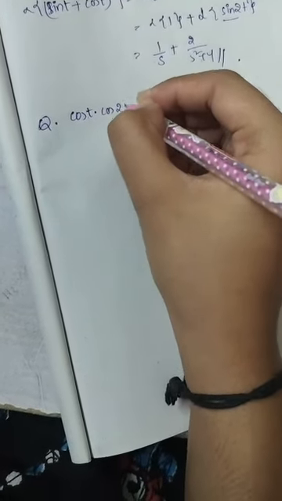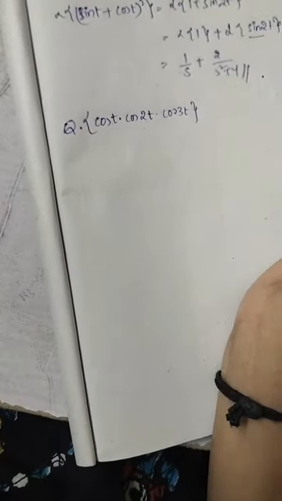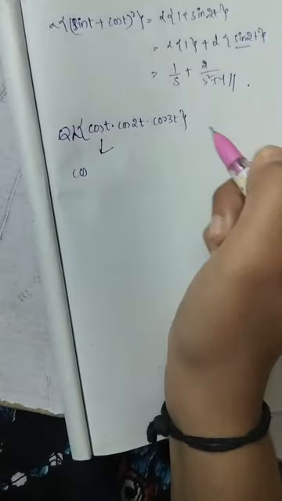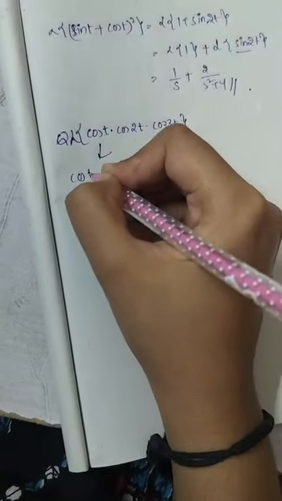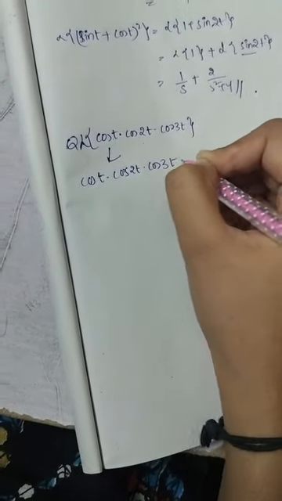cos t, cos 2t, cos 3t. We have to find the Laplace transform of this. So here f of t is cos t cos 2t into cos 3t. How to do this now?